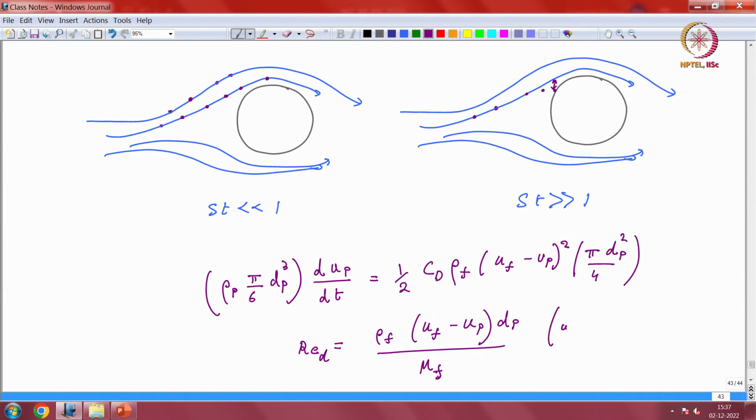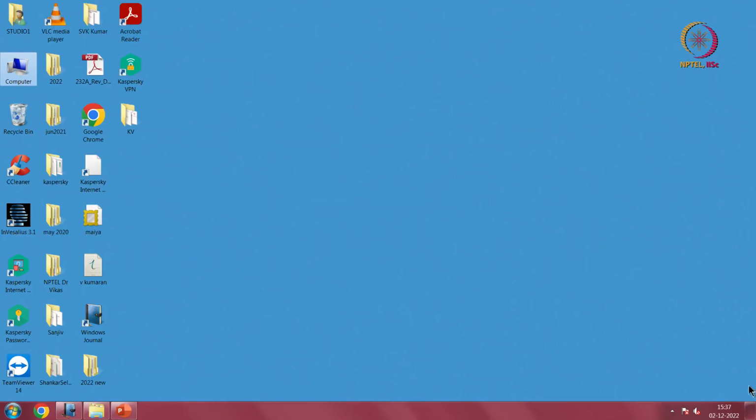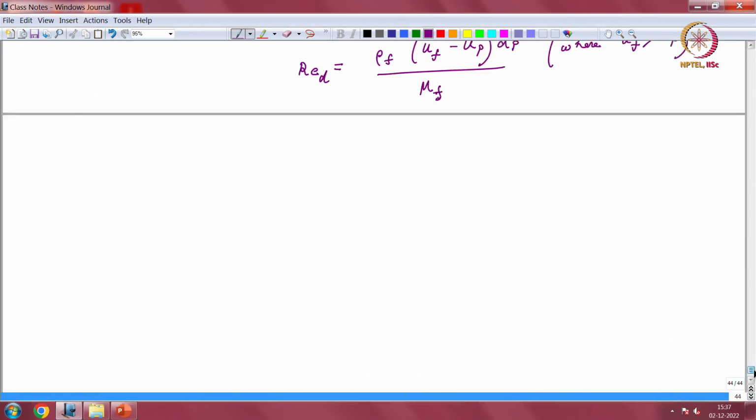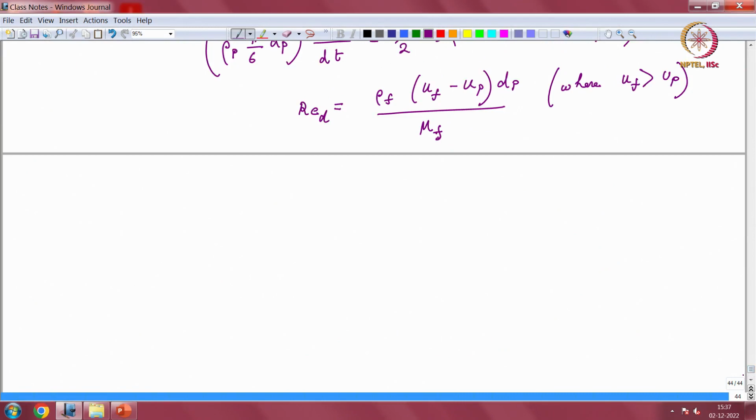I have assumed that the flow velocity is greater than the particle, because I am going to assume that the particle started out with an initial velocity of rest with respect to the fluid, and then has to accelerate to the local velocity of the fluid. Now this equation can be simplified, and I urge you to simplify it yourself and check with me.